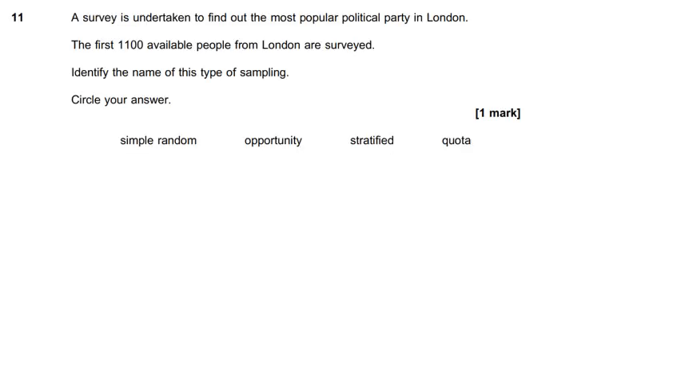Okay, and that's the end of the pure part. Now I'm going to do some statistics. Question 11. A survey is undertaken to find the most popular political party in London, and the first 1,100 people who were available were surveyed. So that's important there: the first ones that were available. Identify the name of this type of sampling. This is just assessing your knowledge, really. This is opportunity sampling. It's not random because it could be that the people who have a particular political allegiance weren't available to be surveyed. So it's not a random survey, it's just opportunistic. The people were there, so they were surveyed. It's not the best type of sampling to do.